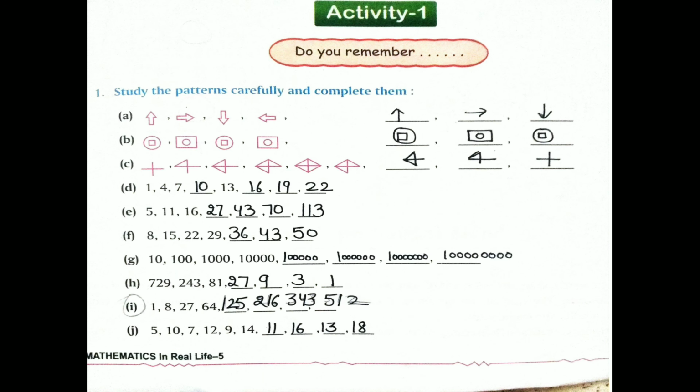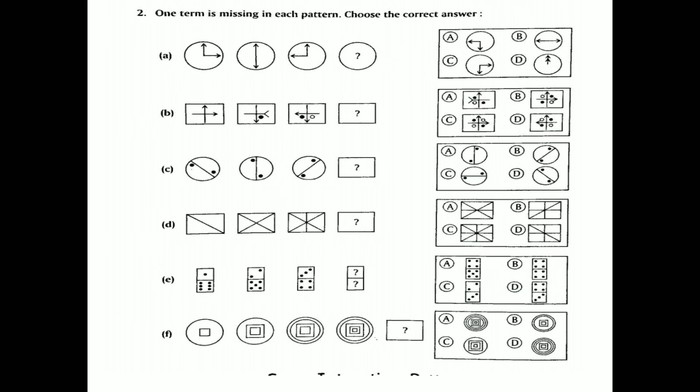Now we do question number 2. Question number 2, you have to see the answer. One term is missing in each pattern. You have to find that one pattern. Clear? From the options, you have to choose one option. Now, firstly see this one. Firstly it is making quarter, then half, then quarter, then what they made? They made full. D part will be the answer.